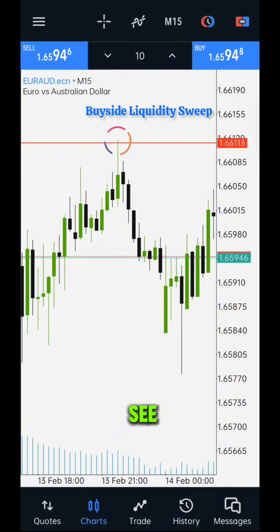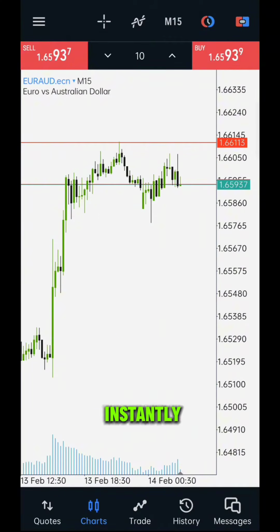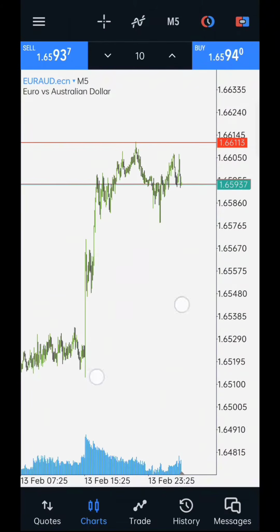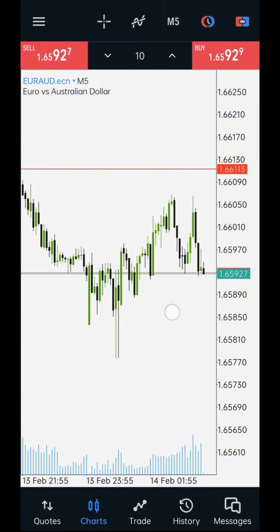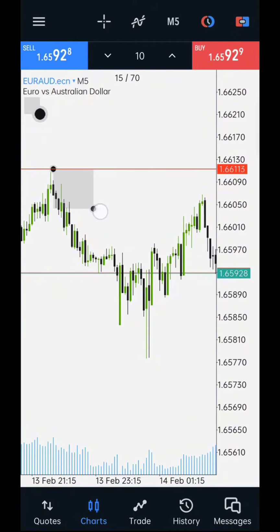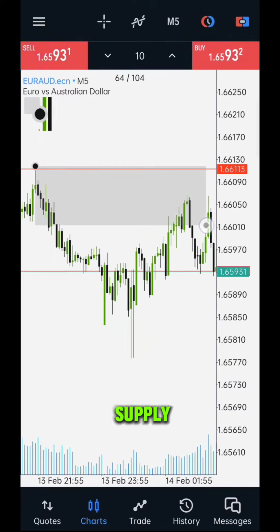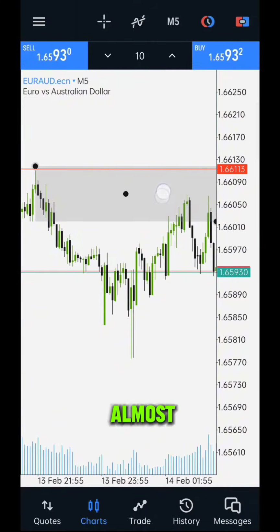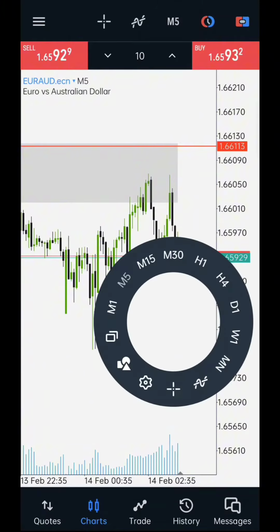As you can see, the most recent swing high liquidity has been swept away, and the price has instantly returned to its trading range. Following the liquidity sweep, this became our first supply zone area. Here in the supply zone, the price has almost been rejected twice, and has dropped with a large imbalance candles.